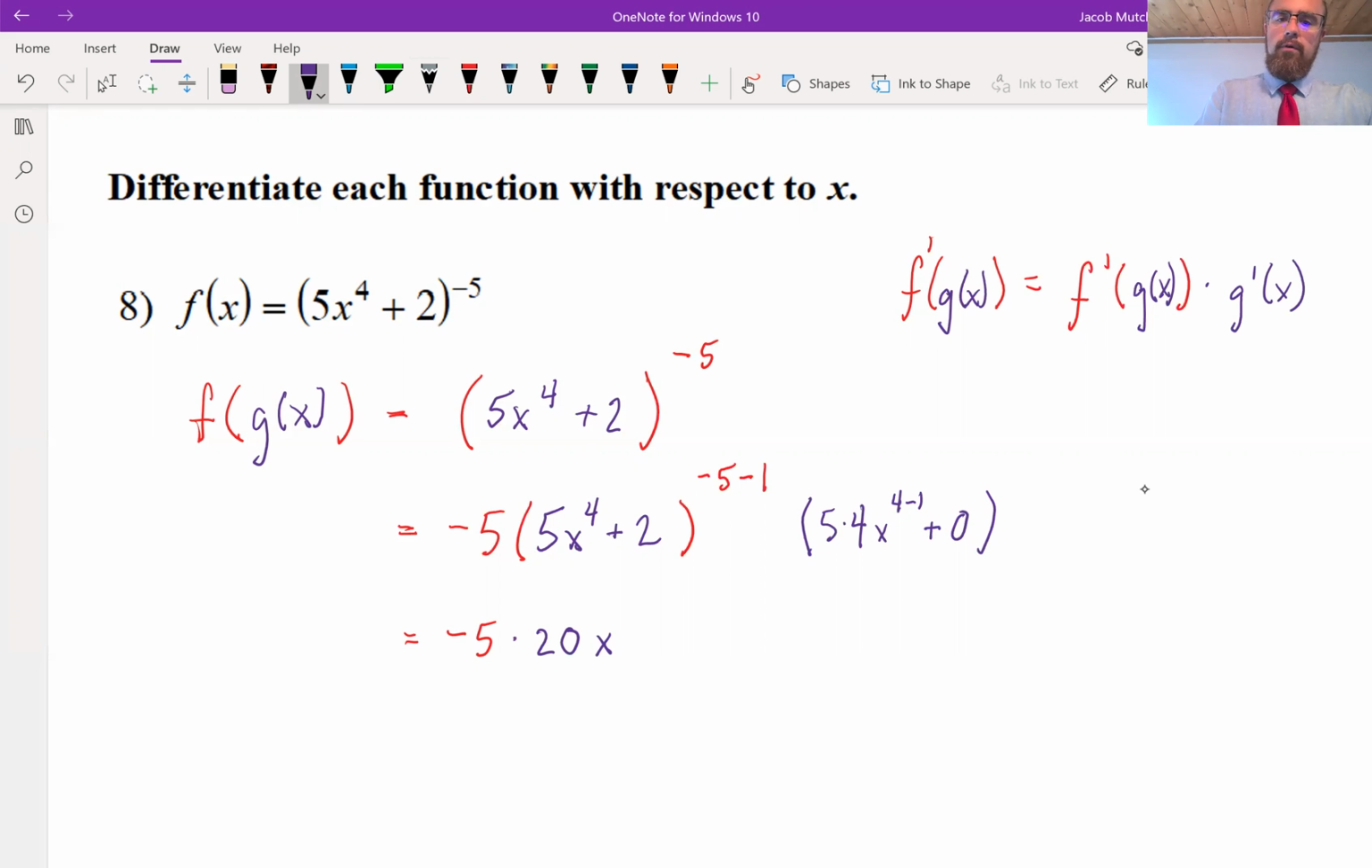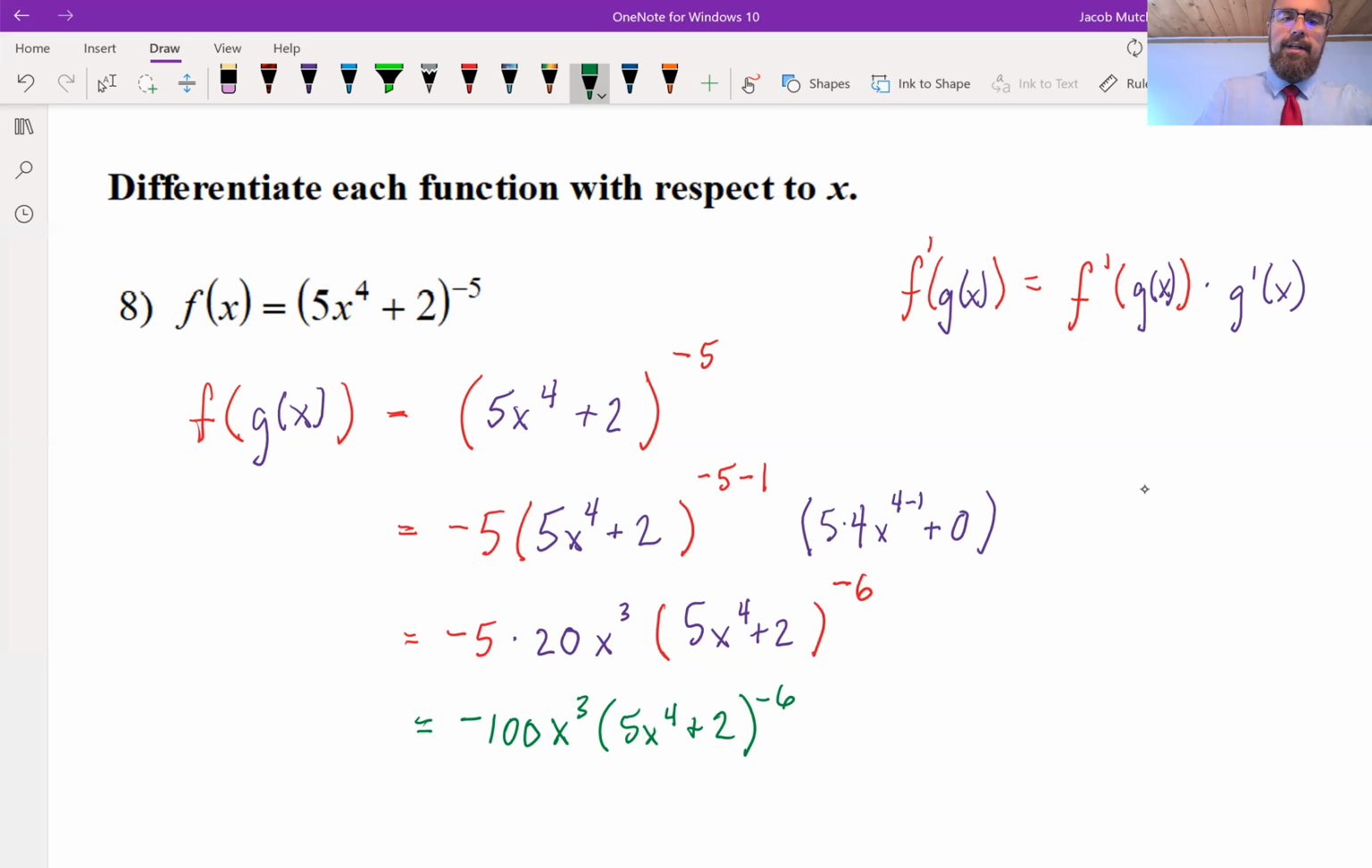x to the power of 4 minus 1 is 3. Parentheses to the power of negative 5 minus 1 will be negative 6. And within the parentheses, 5x to the power of 4 plus 2. And as a final step there, we just multiply out. That's negative 100 x cubed, parentheses 5x to the power of 4 plus 2, all to the power of negative 6. So bottom line, for different types of exponents, we just really apply them the same way. We just have to be mindful of the sign if it's negative.